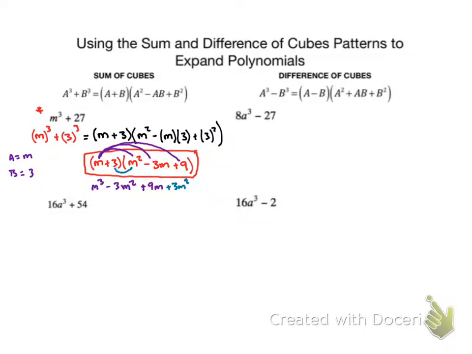Okay, I'm going to erase all this. And then we'll move on to 16a cubed plus 54. Oops, that's the answer.